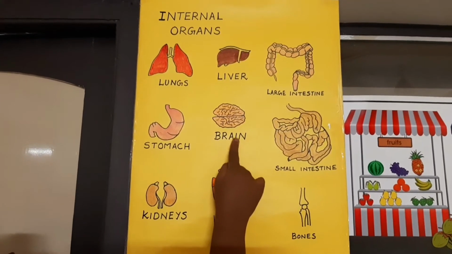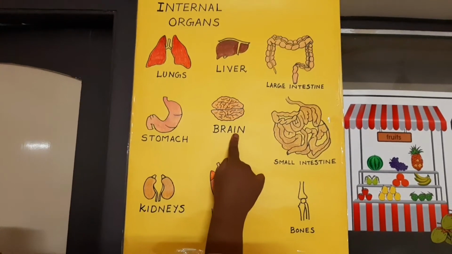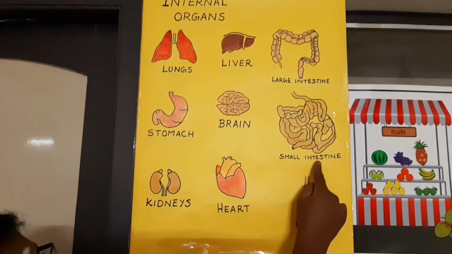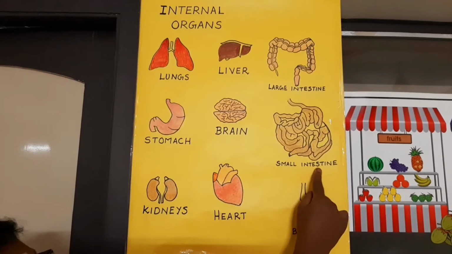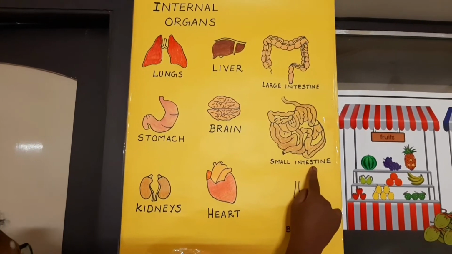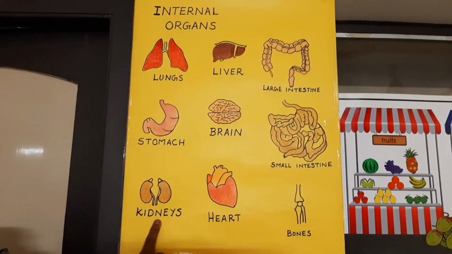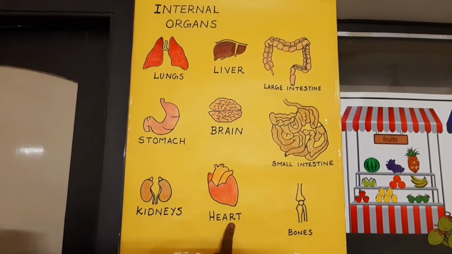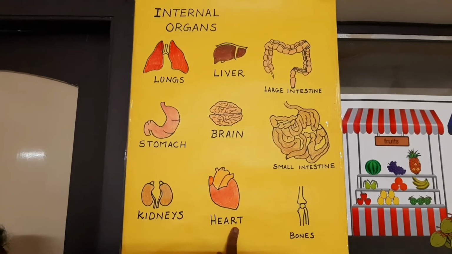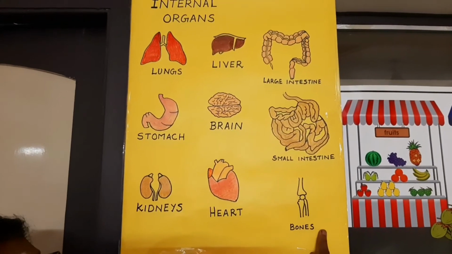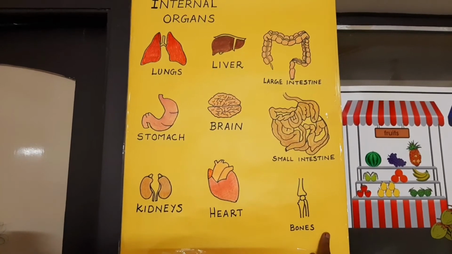This one is brain. What is this? This is small intestine. This one is kidneys. This one is heart. This one is bones.